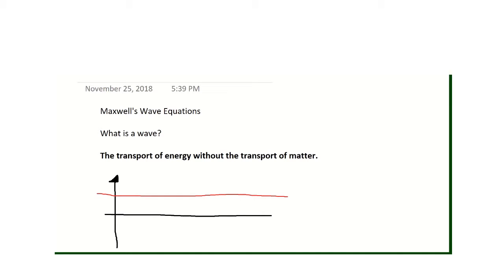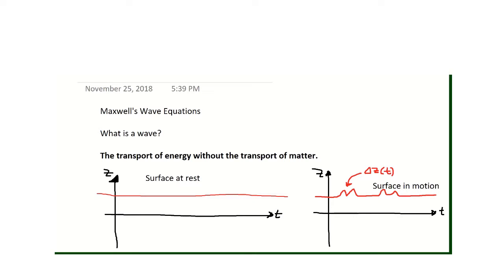Though first we might want to ask ourselves, what is a wave? A wave is the transport of energy without the transport of matter. To see what this means, let's first consider a surface at rest. Next, let's consider a surface in motion.